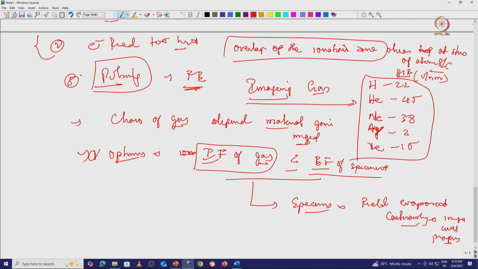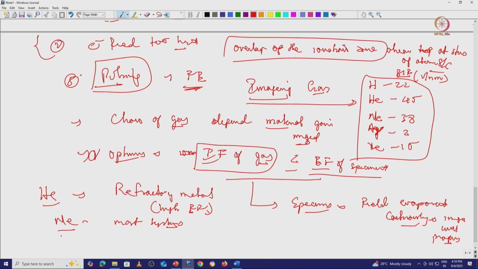For example, helium is selected for most of the refractory metals, which have a high evaporation field. Neon is chosen for most of the other systems. Sometimes hydrogen can be used for silicon material, and we can also use a combination of imaging gases.